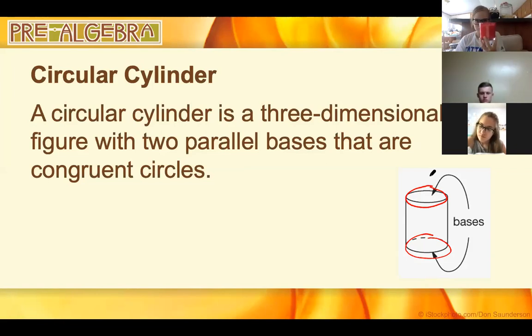So this candle right here that I have, this is a cylinder. Notice the 2 bases, top and bottom, are both circles. They are parallel to one another. They are congruent circles, top and bottom. So it's like a prism, but a prism has polygonal bases.